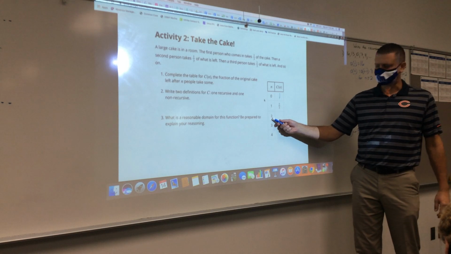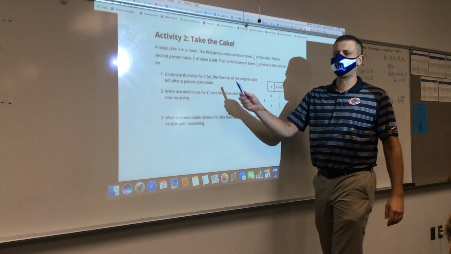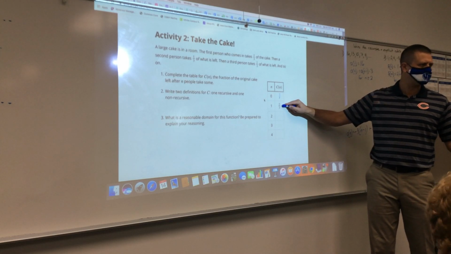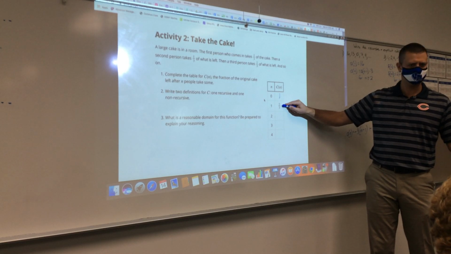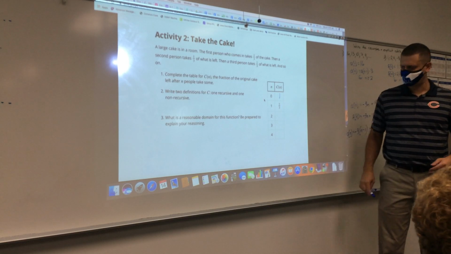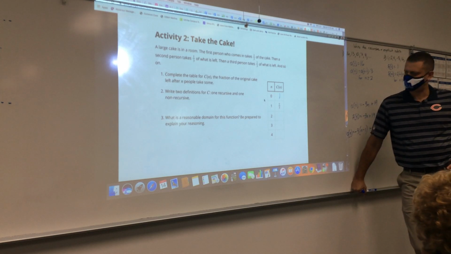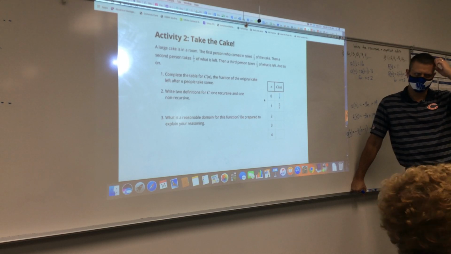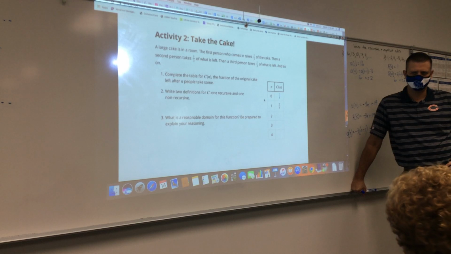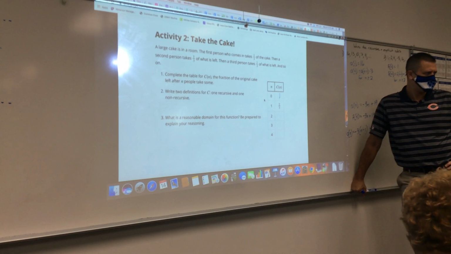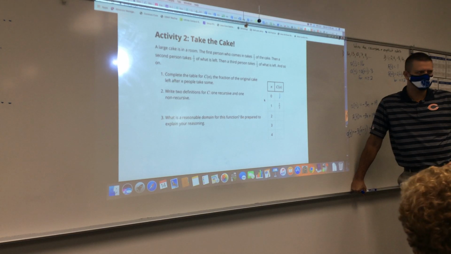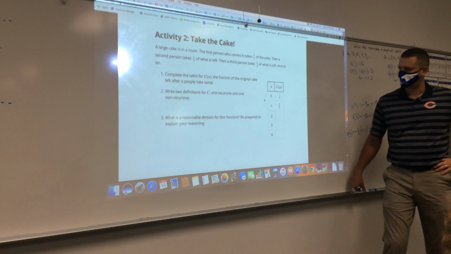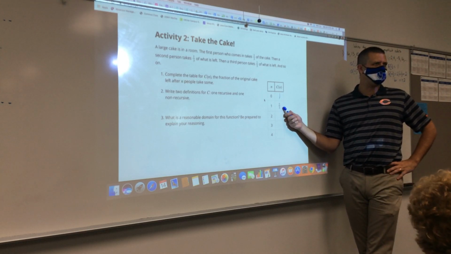The second person comes in, takes one third of what was left. So that's how much cake was left. The second person came in and took one third of it. There'd be one third left. No, took a third out of the two thirds. So it'd be two. No. It's a third of two thirds. So how much cake is left? One sixth. So what fraction?